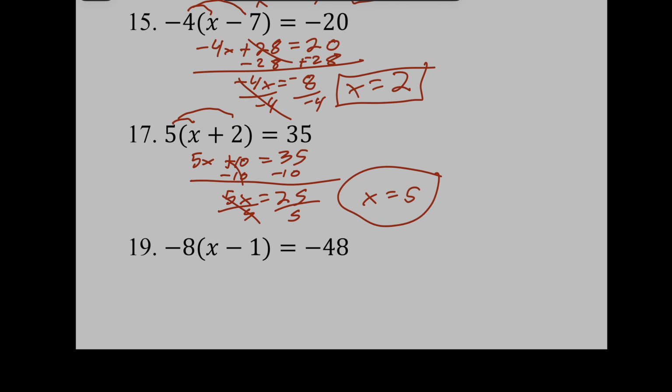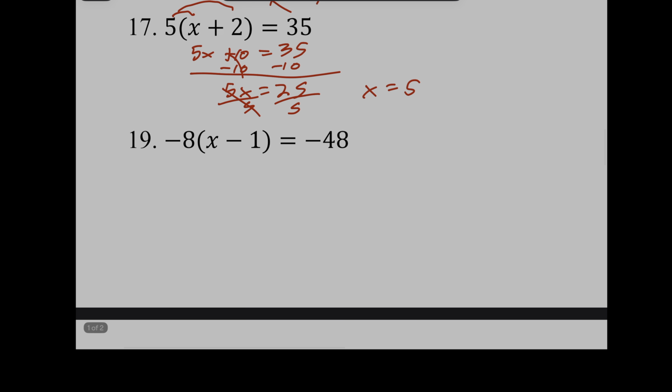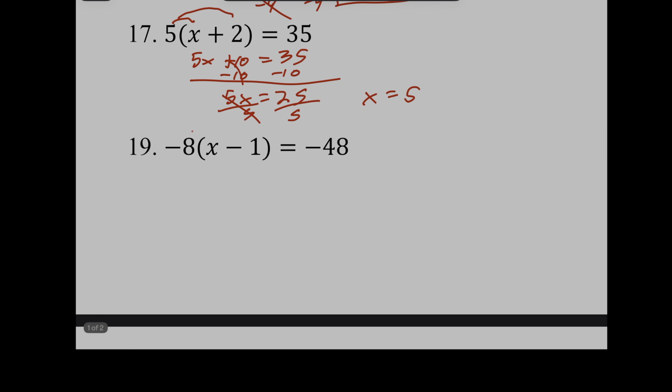Sorry about that. Okay. Now, 19, we lead with a negative. Sometimes this can give people problems. So if I multiply each of these by a negative, I get negative 8x. What's negative 8 times negative 1? It is a positive 8, and that equals negative 48. I'm just dropping it down.